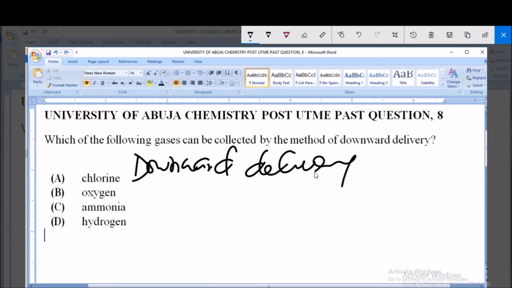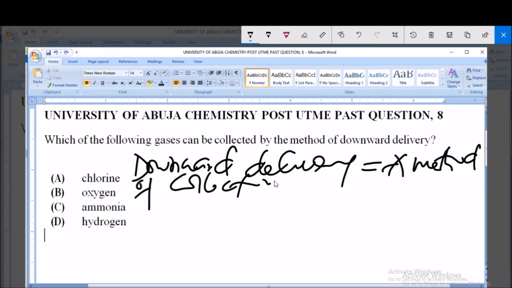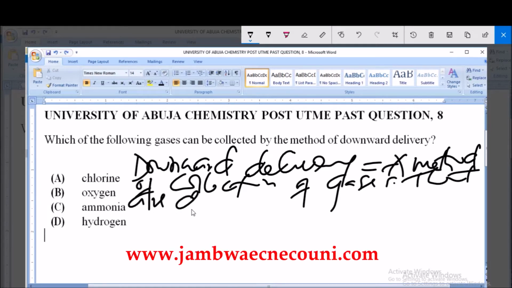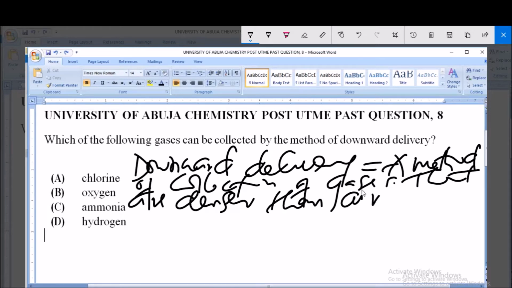Now, downward delivery is simply a method of collection of gaseous substances that are denser than air. It is a method of collection of gases in which these gases are denser than air. Gases that are denser or heavier than air will be collected by the process of downward delivery.